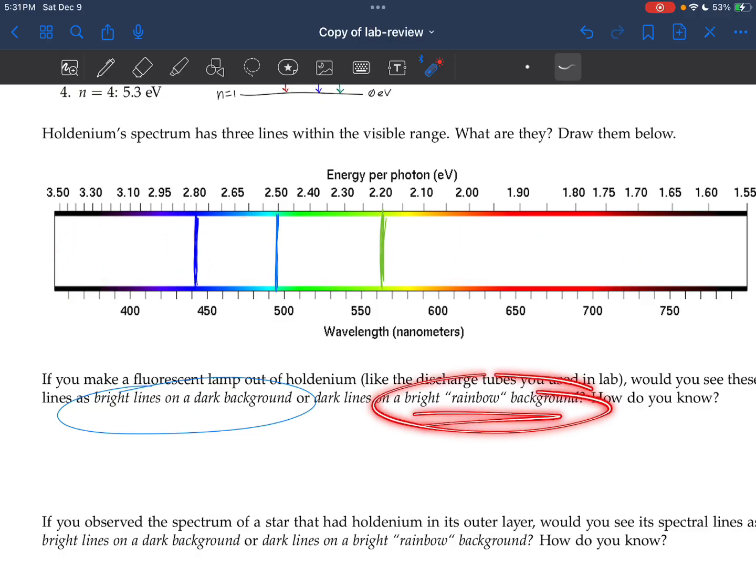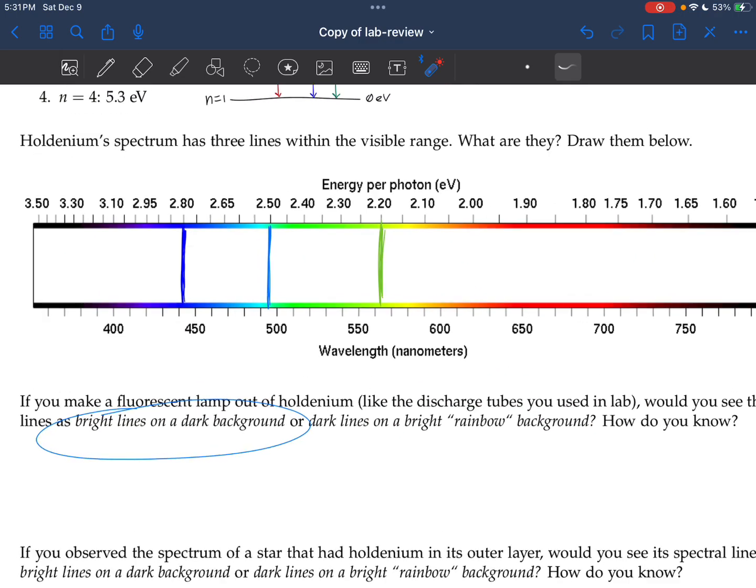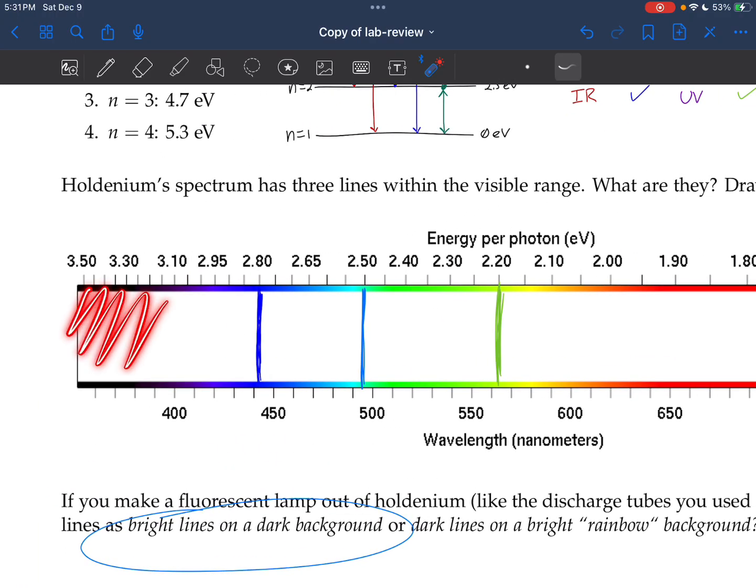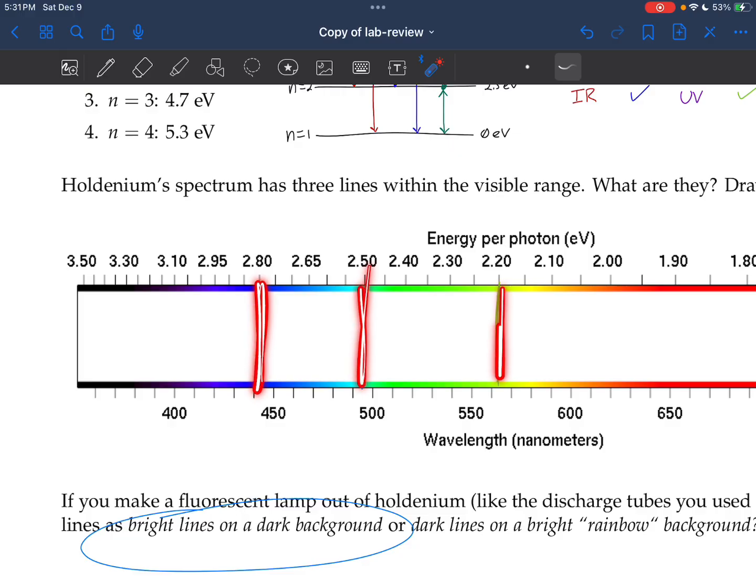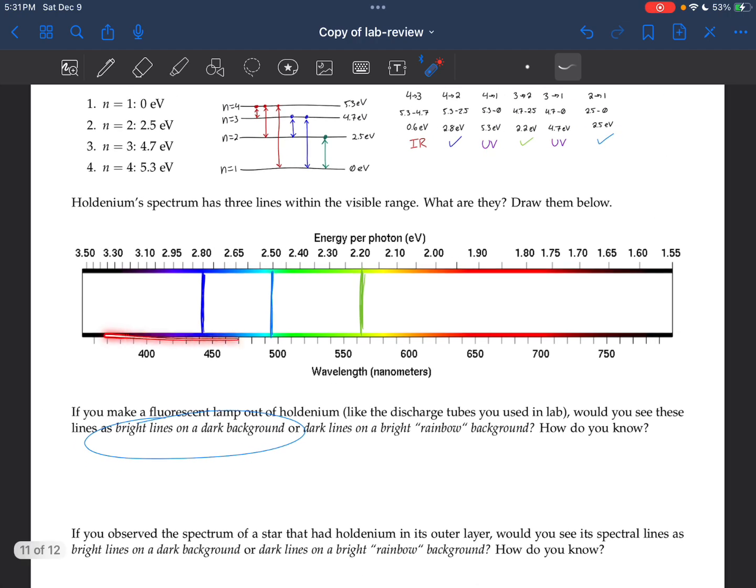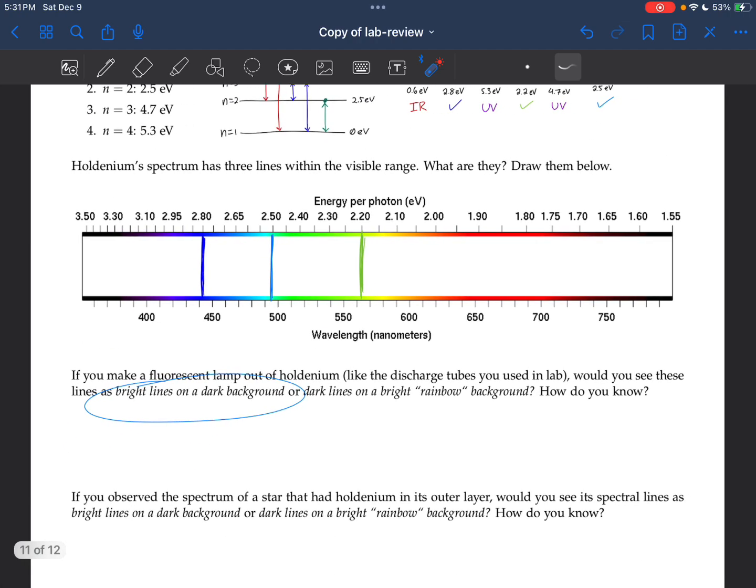The bright rainbow background, right? If I had a rainbow background, something has to be producing that light. But Holdenium can't emit light that's not these 3 wavelengths. So it can't give us that bright rainbow background that we would be expecting. So it has to be bright lines on a dark background because the only source of light can only emit those 3 lines.